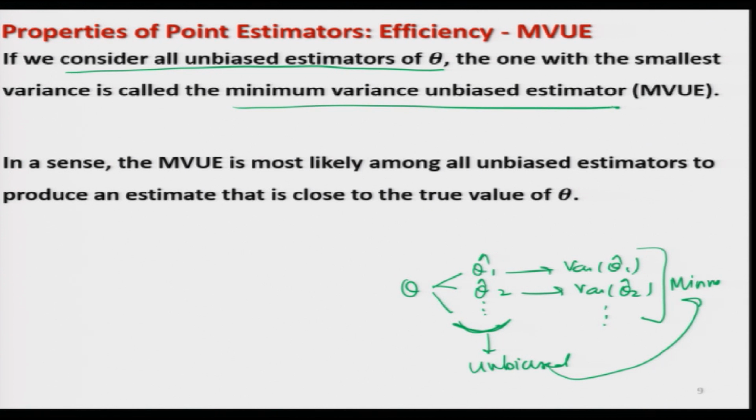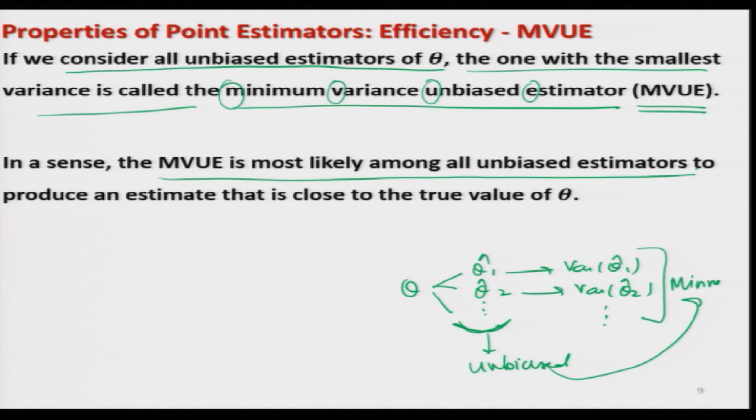So, this is also an outcome: once you are trying to find the estimator, you impose a condition that any estimator whose variance is less will be more preferable. If we consider all unbiased estimators of theta, the one with the smallest variance is called the minimum variance unbiased estimator, briefly denoted as MVUE. M means minimum, V means variance, U means unbiased, and E means estimator. So, in a sense the MVUE is the most likely among all unbiased estimators to produce an estimate that is close to the true value of theta.